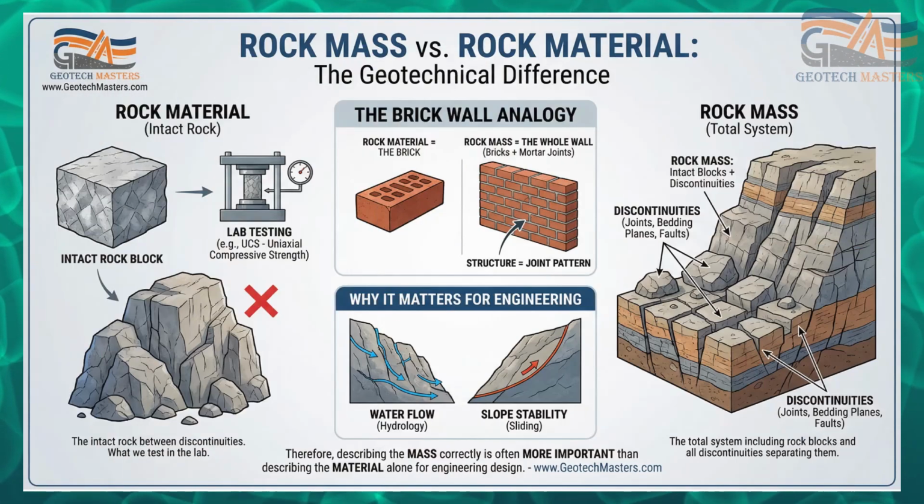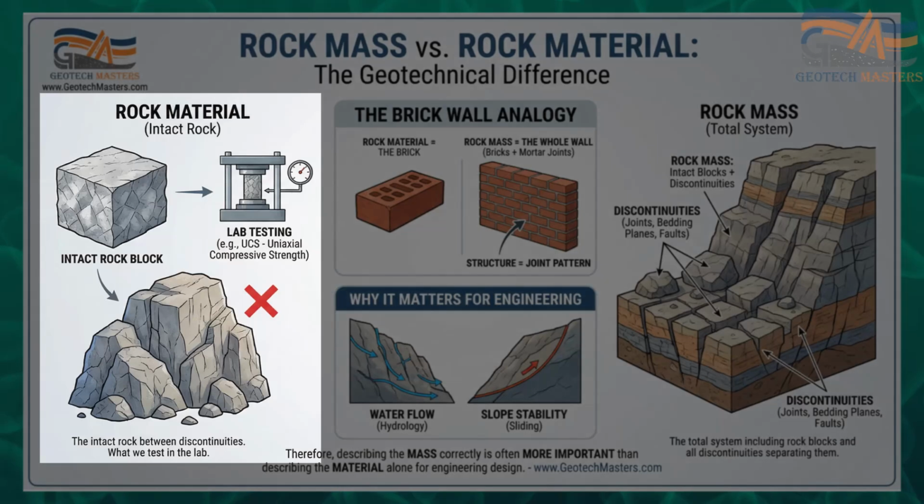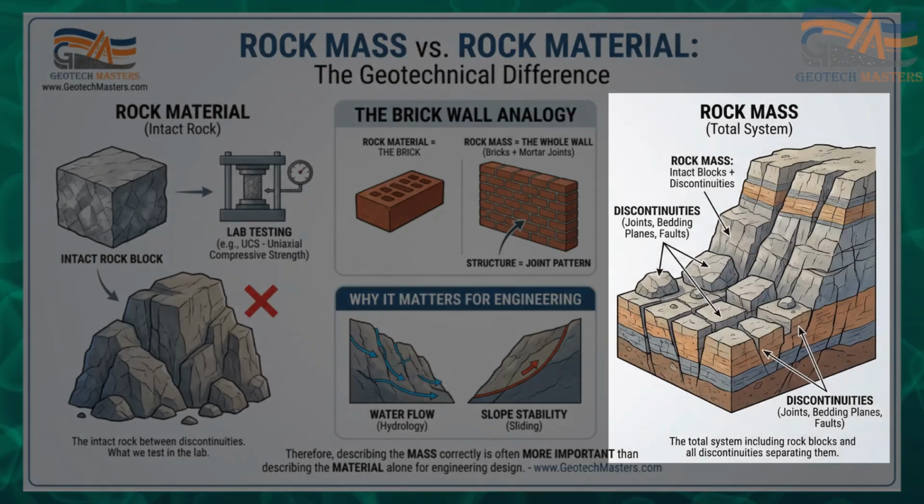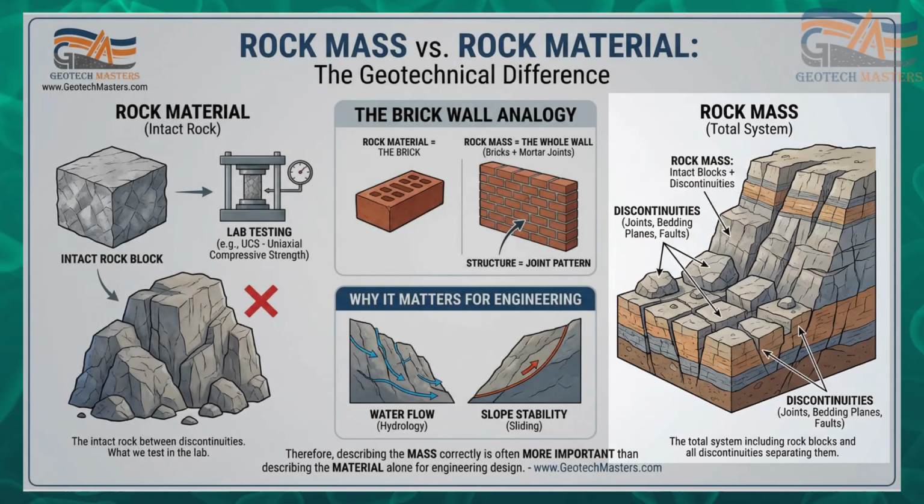Let's quickly refresh the concept from our first episode. The standard defines the description of the rock mass. The rock material is the intact rock between the discontinuities. It is what we test in the lab for UCS. The rock mass is the total system. It includes the rock material blocks plus the discontinuities that separate them.